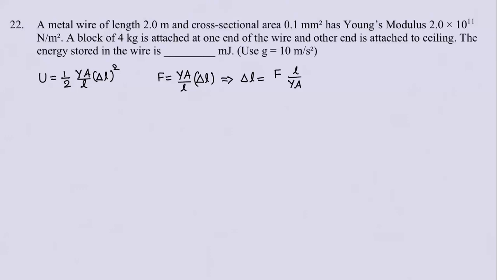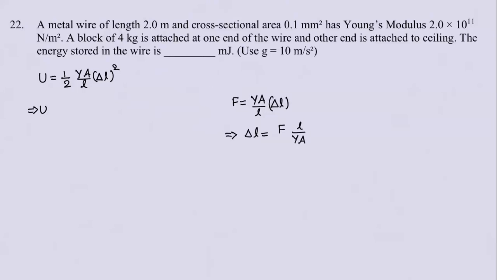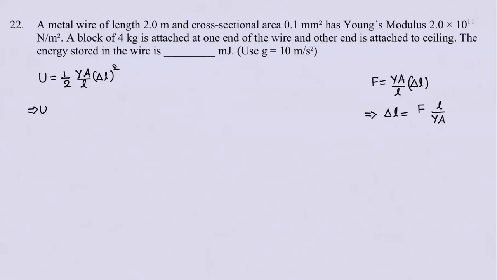Now, if you substitute this delta L value over there, it will be U. That implies, wait, this is a side derivation. Let us keep it aside. Yeah, good. That implies U is equal to half Y A by L into delta L square. Delta L square is F square into L by Y A whole square.